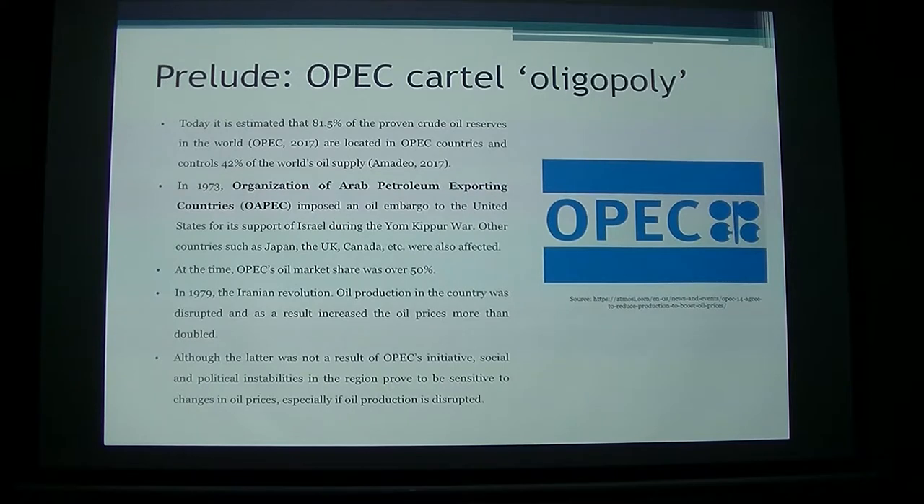However, in 1979, there was the Iranian Revolution. At this time, the production of oil was disrupted, and Iran had about 4 to 7% of the world's oil production. Because of the Iranian Revolution, the political instability caused oil prices to more than double. Even though it was just a decrease in production of 4%, there was so much speculation about what could happen, and that resulted in a higher price of oil.